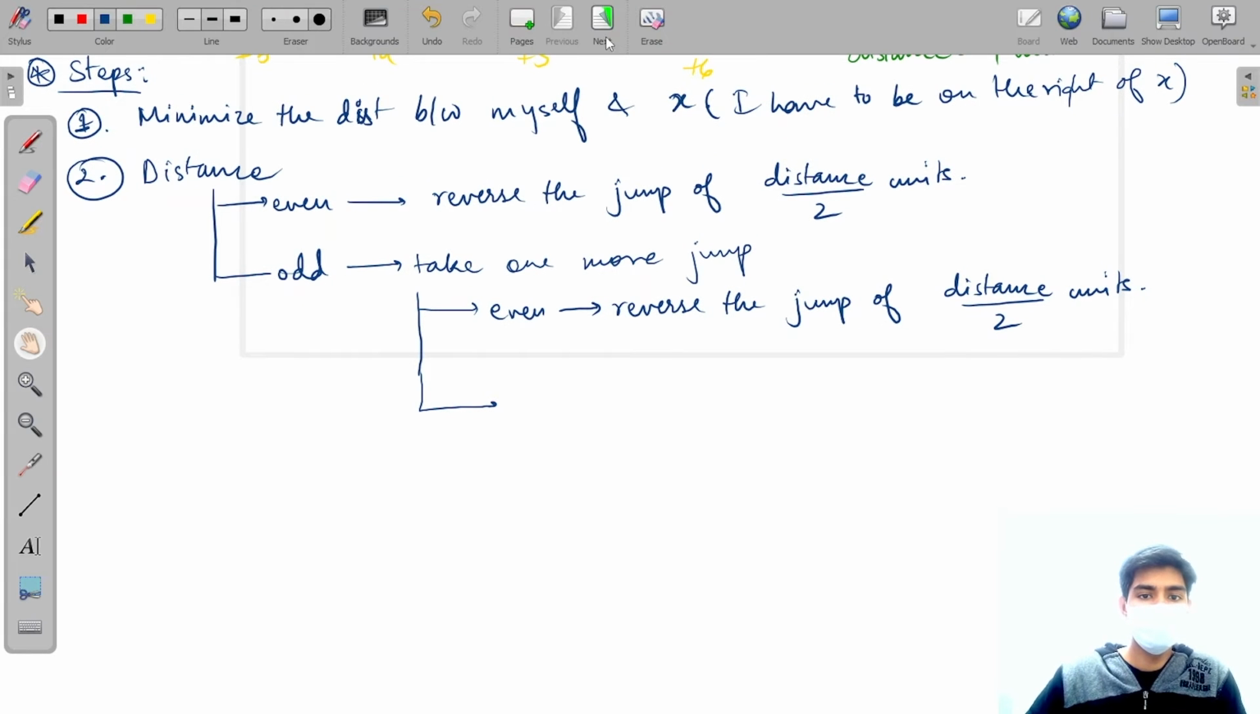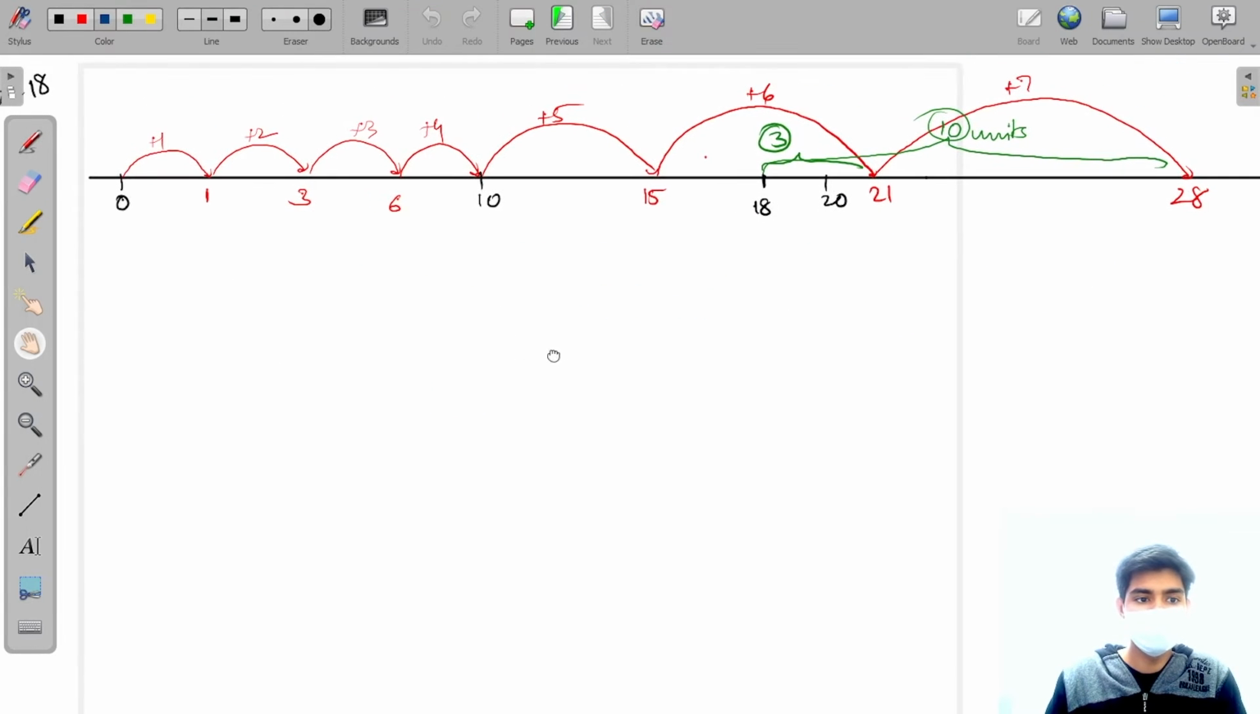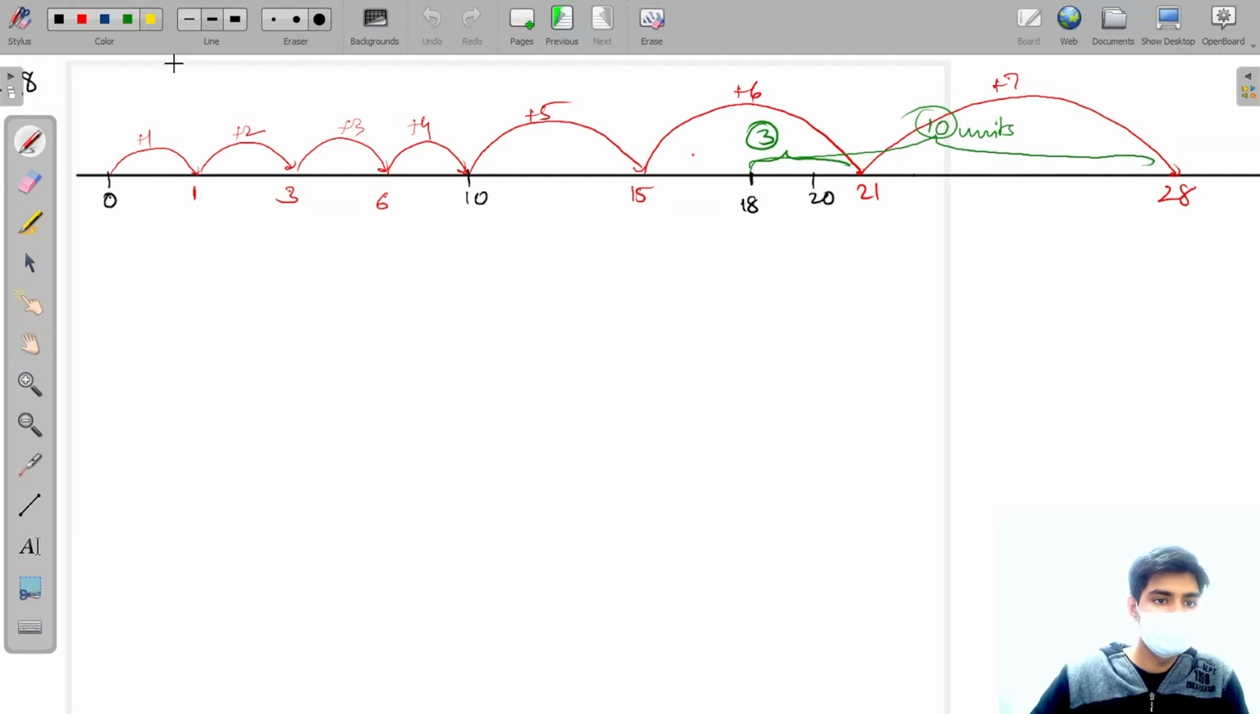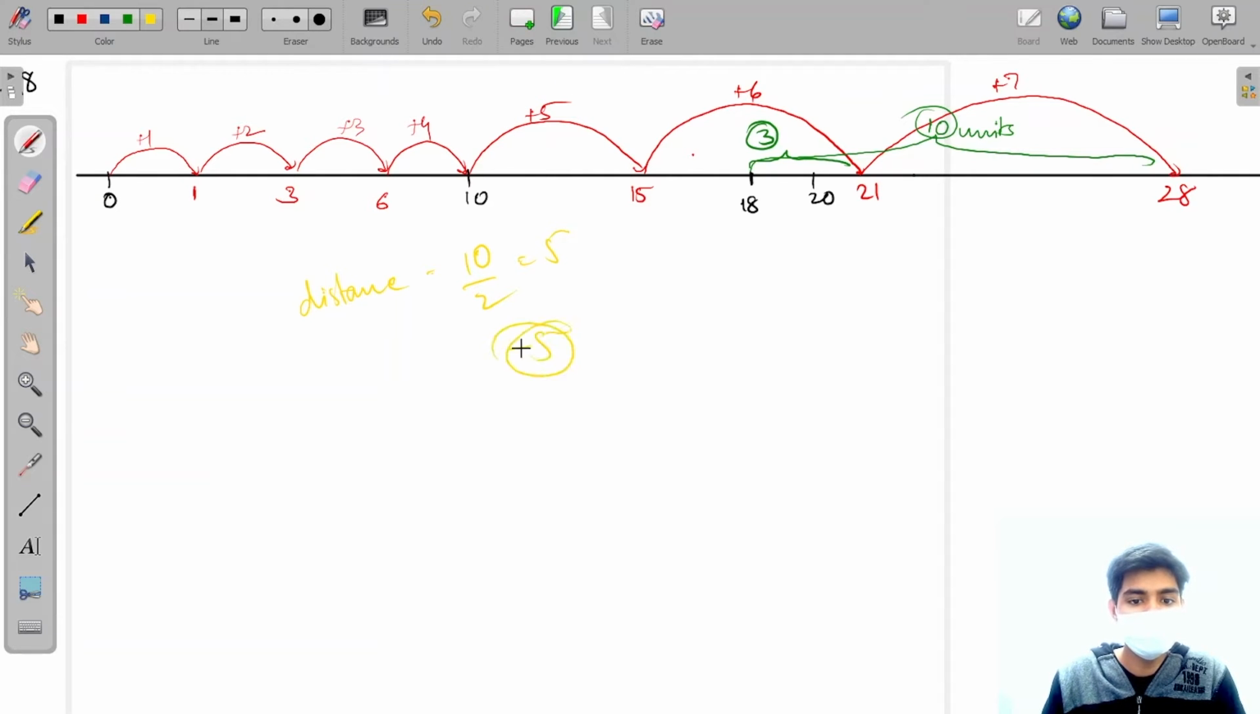So if we do this, we are here at this point. Let's do the same thing. What is the distance by 2 here? Distance here is 10 units, so 10 by 2 is 5. So instead of taking this plus 5 jump, we are going to take a jump of minus 5. A jump of minus 5 will get me to somewhere around here. So let's do this.